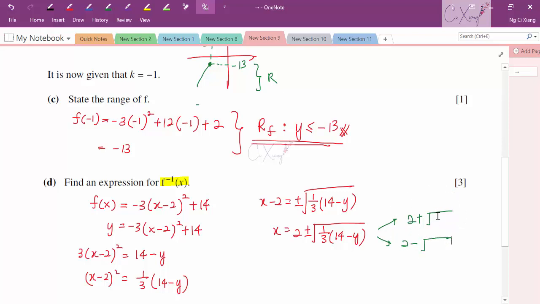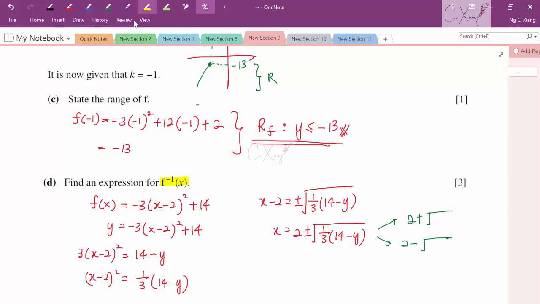This square root of something is always positive. So 2 plus a positive value will always be more than 2. So this function is impossible to give us a value smaller than or equal to -1. Therefore, our possible answer is 2 minus a square root value, which means 2 minus a positive value, and it is possible for us to actually get -1 or a value smaller than -1. So this is our correct inverse function.